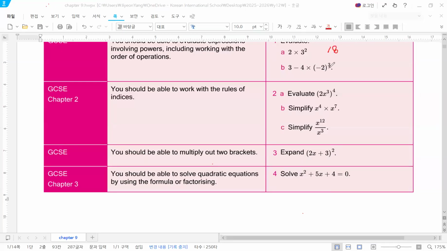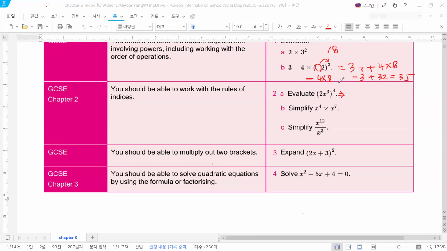Okay, so negative 2 cubed. Is it negative or positive? Negative. And then 4 times 2 cubed. What is 2 cubed? 8. Therefore, 3 minus 4 times 8, which is 3 plus 32. So therefore 35.